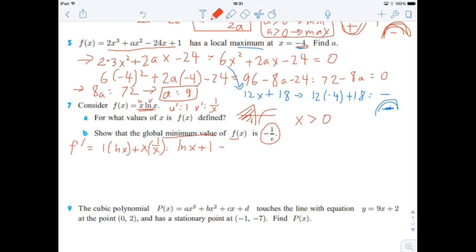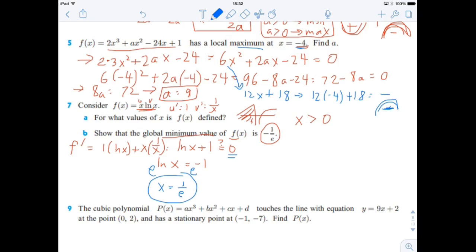When does this equal 0, if at all? So basically that's saying, when does log of x equal negative 1? What if we took e to both sides? So e to the log x, e to the negative 1, and that gives x equals 1 over e. Oh, and it's 1 over e.